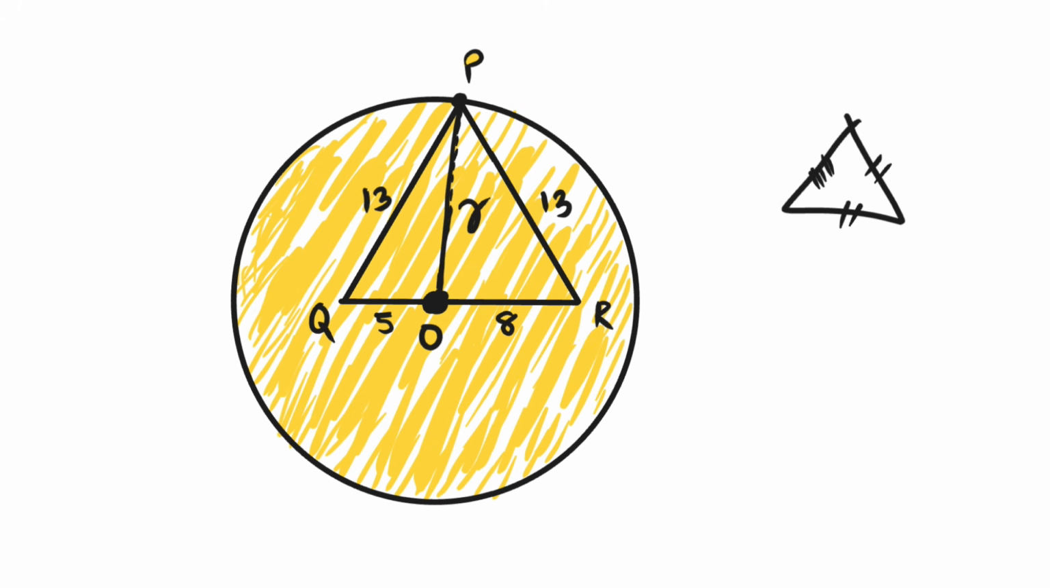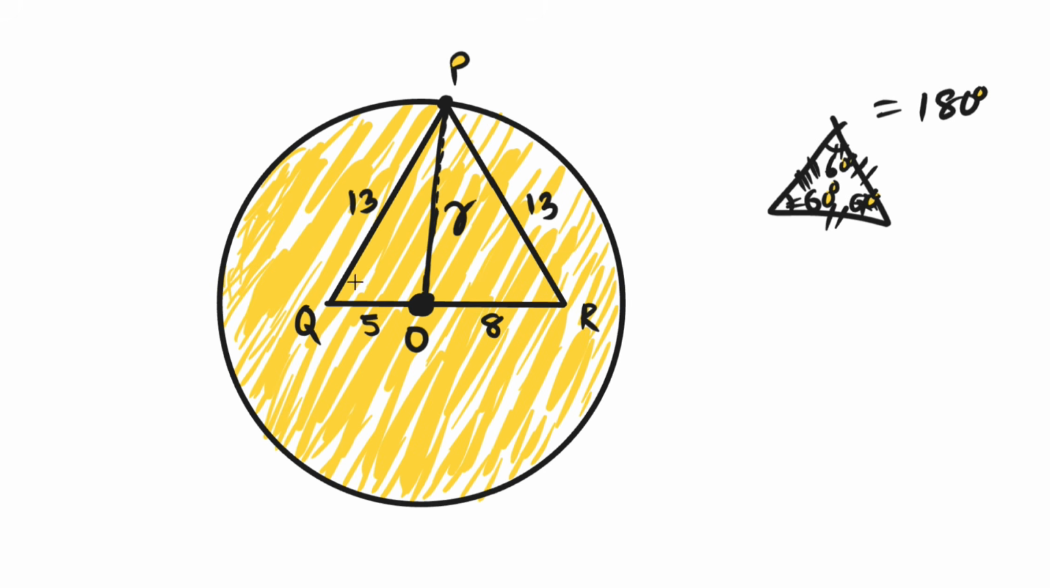But there's another very important property of an equilateral triangle. All three of its interior angles are equal, and because the angles of any triangle add up to 180 degrees, each angle must be 60 degrees. Therefore, angle PQR is 60 degrees, angle QRP is 60 degrees, and angle QPR is 60 degrees. And this is exactly the information we need.